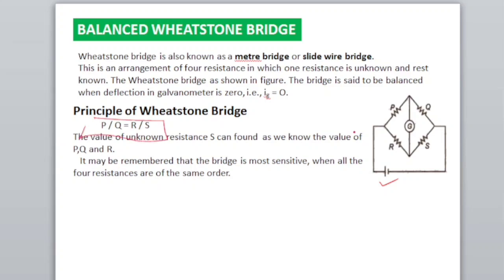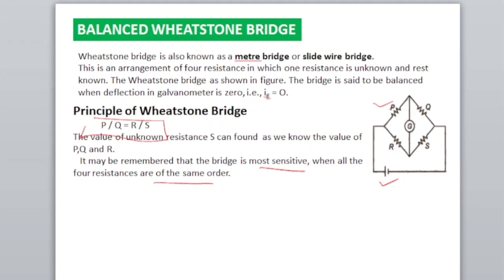When there is no deflection in the galvanometer, the bridge is said to be balanced, and under the balanced condition, the ratios of resistances across the four arms are equal: P/Q = R/S. If you know three resistances, you can easily find the fourth unknown resistance with the help of the Wheatstone bridge. And this bridge is most sensitive when all four resistances are of the same order.